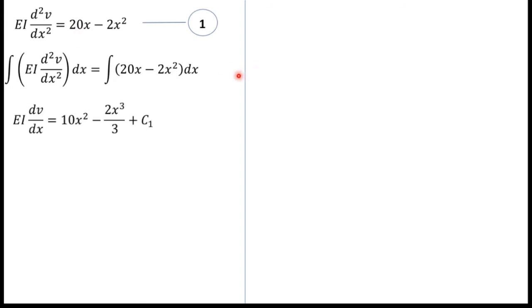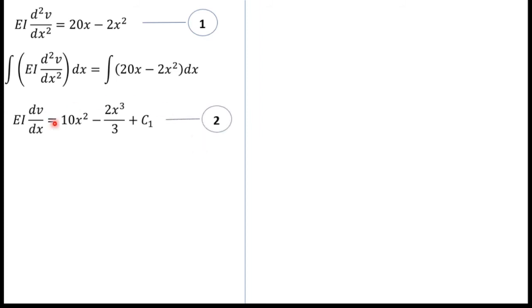I will have EI times dv over dx equals, if I integrate 20x, I have to write 10 times x to the power 2. If I integrate minus 2x squared, I have to write minus 2x to the power 3 over 3 plus C1. Because this is indefinite integration, I have to put a constant here, so I marked it as C1 and I will label this equation as equation 2.